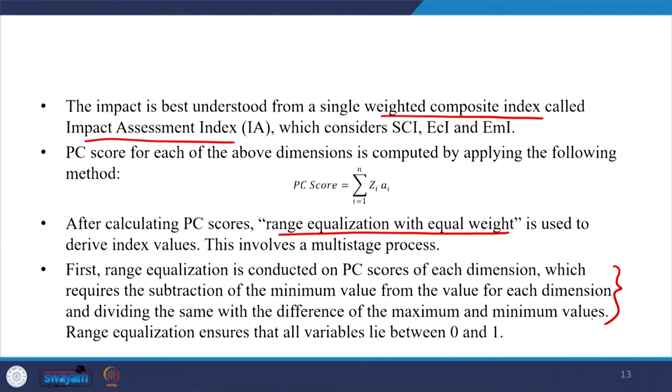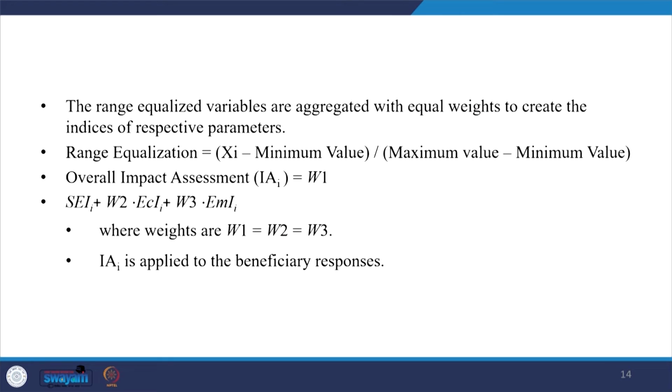So, basically, this is the equalization technique which we used to discuss. Range equalization ensures that all variables lie between 0 and 1. That is why we said we need to treat those variables with range equalization first. It is x minus minimum value, divided by maximum value minus minimum value. This is what is called range equalization. So, range equalized variables are aggregated with equal weights to create the indices of the respective parameters.